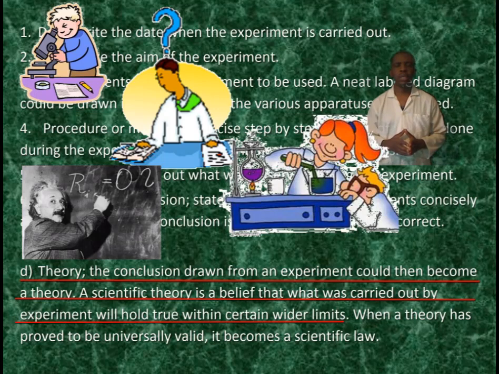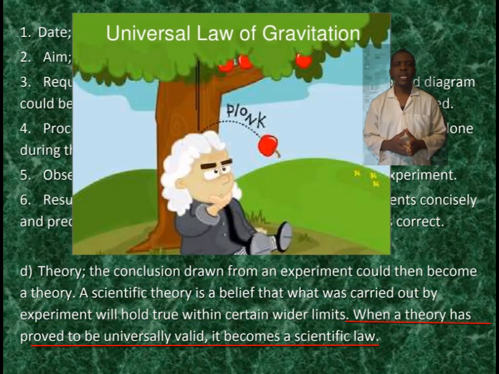Theory. The conclusion drawn from the experiment could then become a theory. A scientific theory is a belief that what was carried out by experiment will hold true within certain wider limits. When a theory has proved to be universally correct, that is universally valid, it becomes a scientific law.